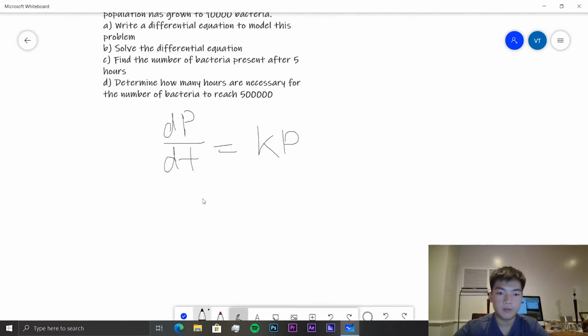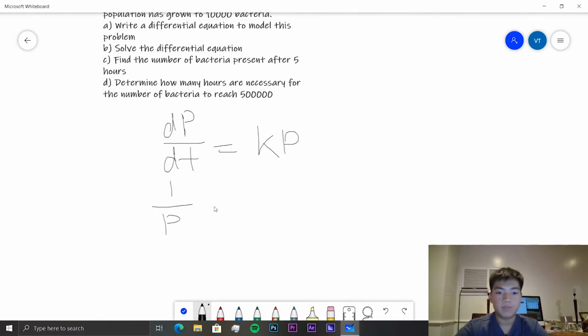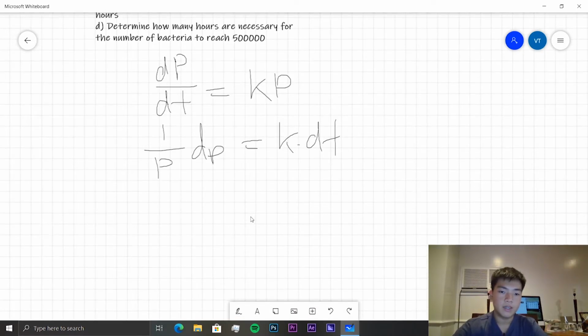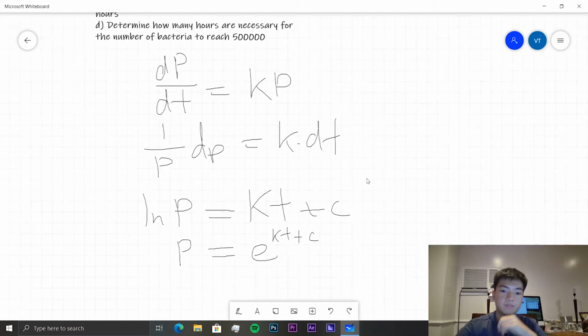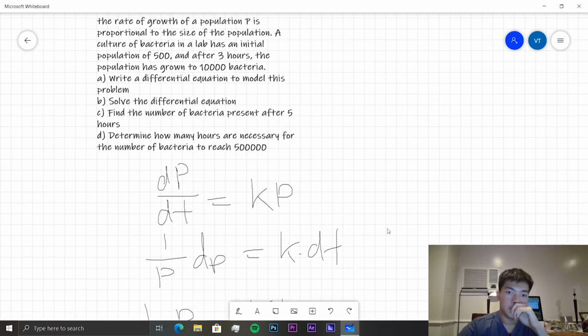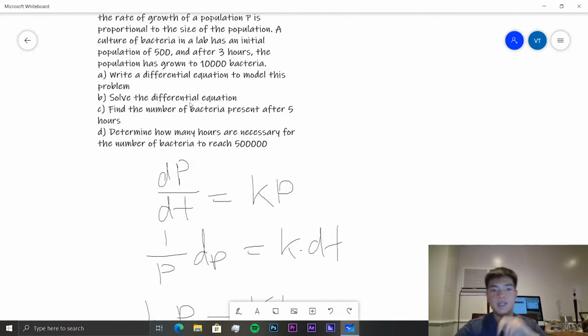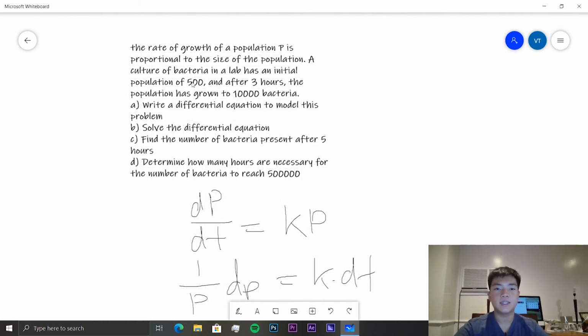So we have 1 over p dp is equal to k dt. So we have ln p is equal to kt plus c. So the population will be equal to e to the kt plus c. So solve the differential equation, done that. So we need to plug in these values though.